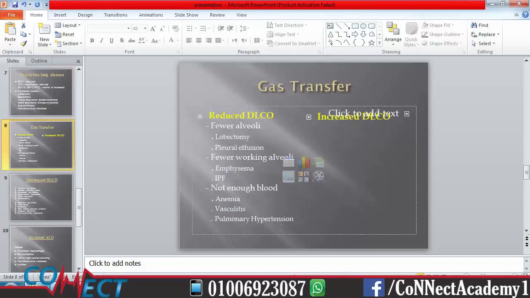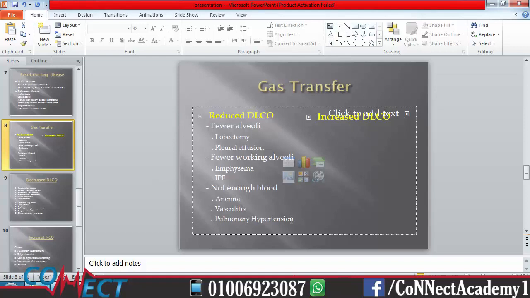And here comes the role of gas transfer, the diffusion capacity. Diffusion capacity will decrease. It depends on the alveolo-capillary membrane, also level of hemoglobin, and the presence of shunt. Also, any condition that will affect the inspiratory process. So any restrictive pattern will result in decrease in the gas transfer.